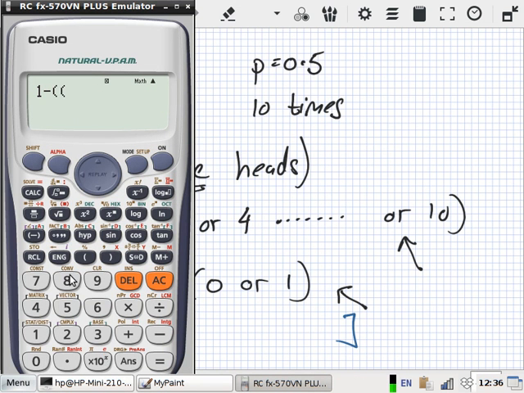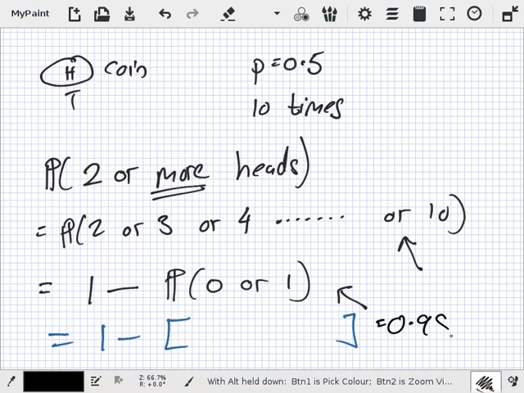Okay, what's the first one? It's 10 C 0, 0.5 power 0, 0.5 power 10. Plus 10 C 1, 0.5 power 1, 0.5 power 9. 0.989. Yeah, that's right.